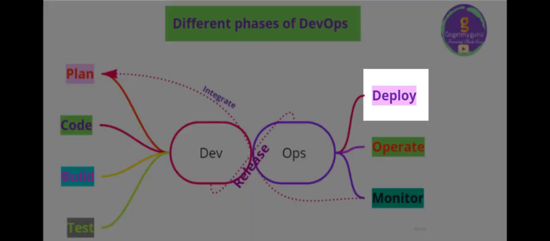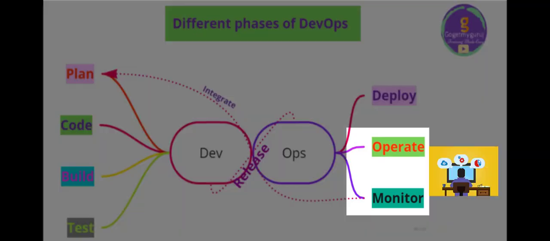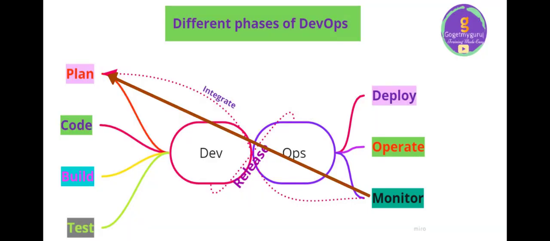In the deploy phase, the code will be deployed from the development server to the production server. After deployment, the product is monitored continuously. The feedback is sent to the planning phase. This forms the DevOps lifecycle.